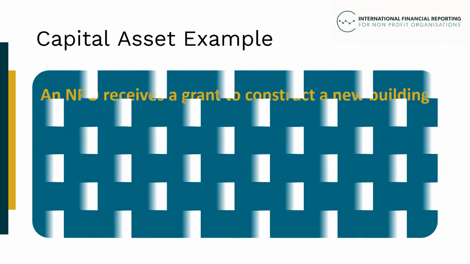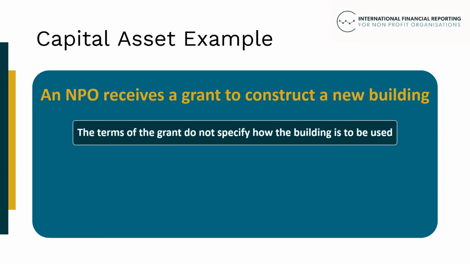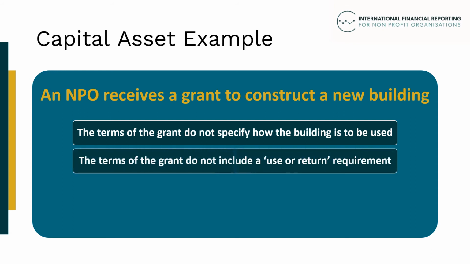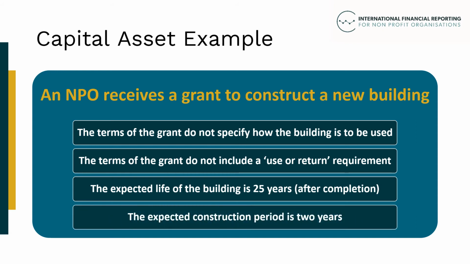This example illustrates how the accounting treatments under the international frameworks differ. In this example, an NPO receives a government grant to construct a new building. The donor requires the NPO to construct the building. However, the terms of the grant do not specify how the building is to be used once it is completed, nor do they include a use or return requirement. In this example, the expected life of the building is 25 years, starting from the completion of the building. Construction of the building is expected to take 2 years.